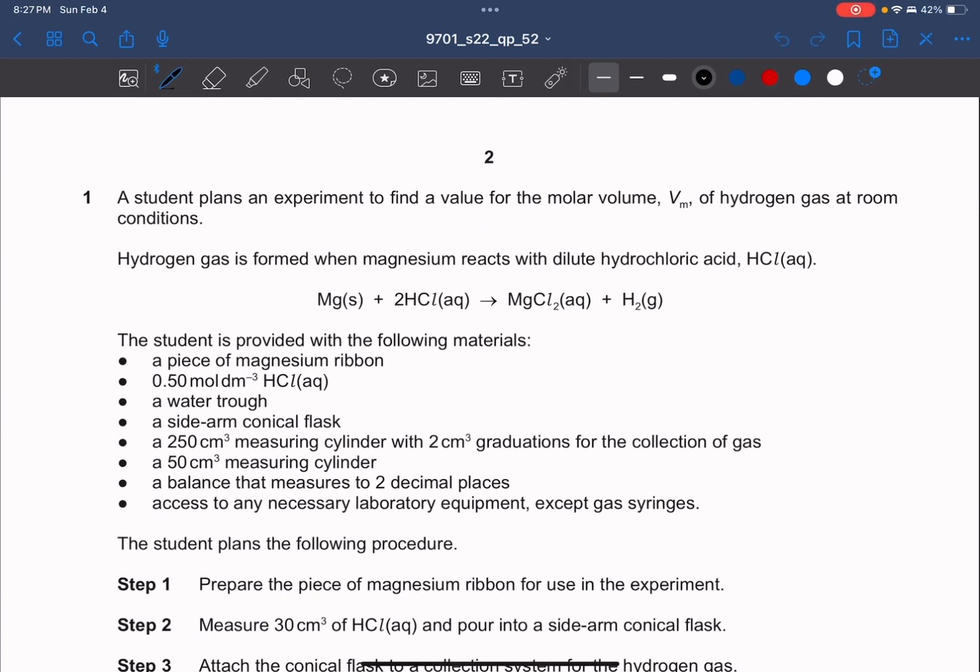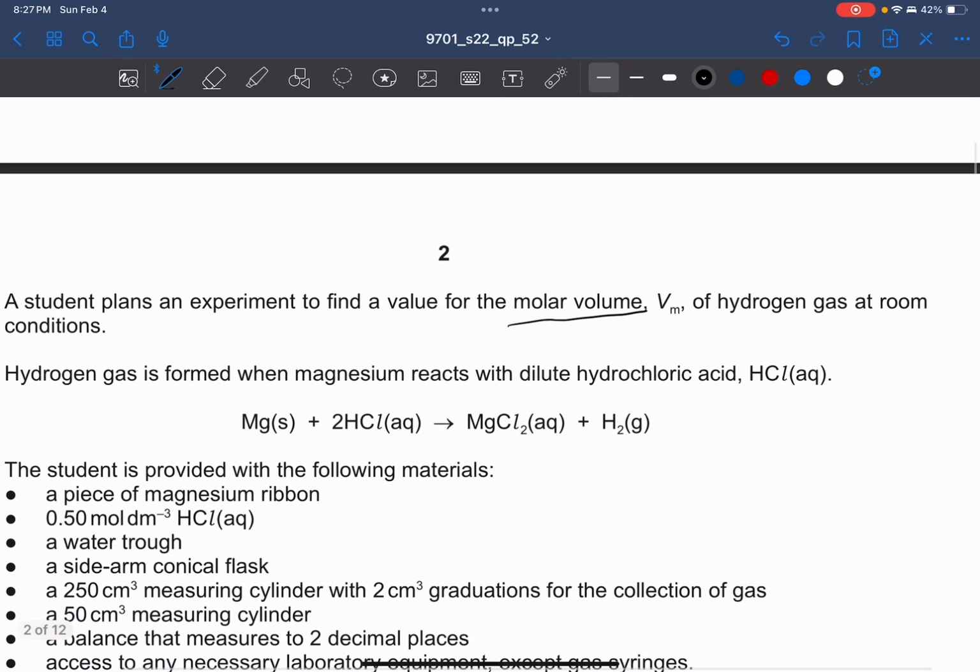So the first question is about molar volume. Molar volume is basically gonna be the mass over density.